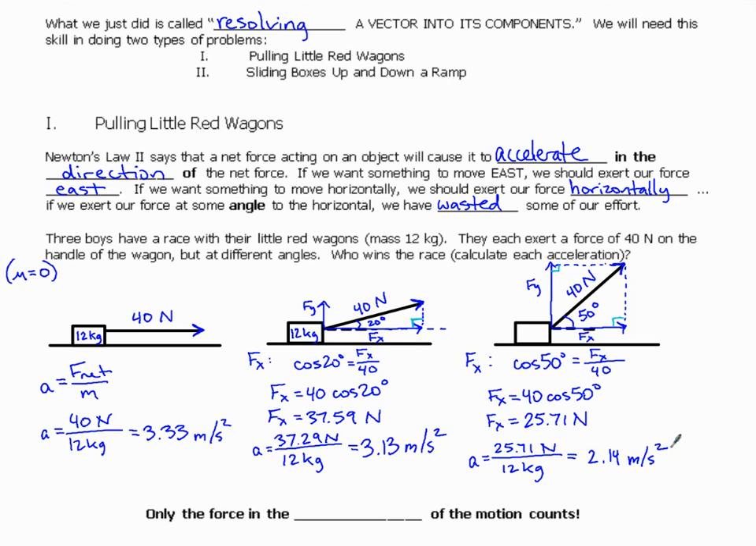So who wins the race? It would be the little boy who was able to accelerate his wagon the fastest. 3.33 is the fastest acceleration because all of this little boy's force is going in the horizontal direction. Second place is the one with the smaller angle. And third place is the one who is exerting more of his force vertically than horizontally. The bottom line, only the force in the direction of motion counts.